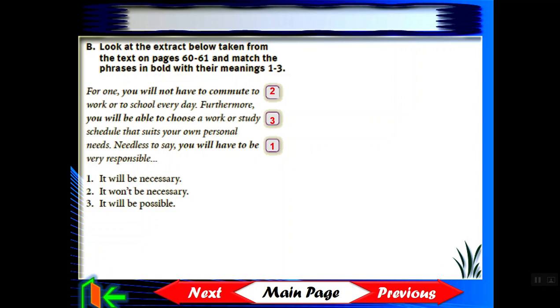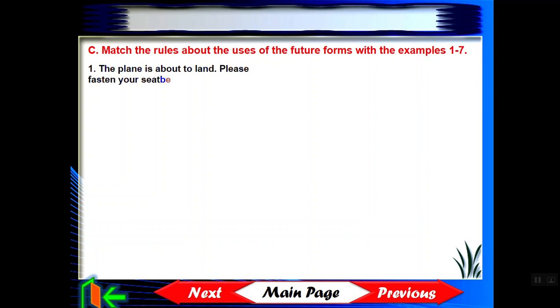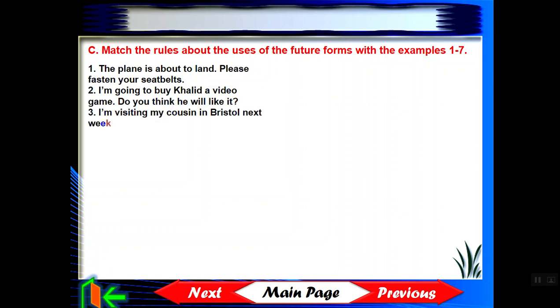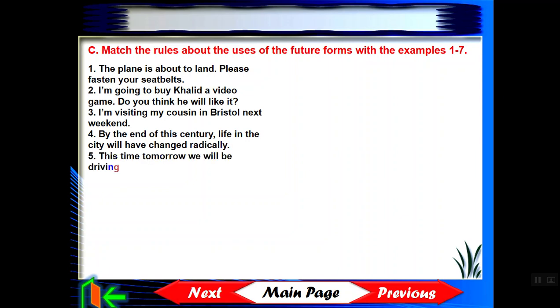Okay. Let's move on to the next exercise, which is C. It says match the rules about the uses of the future forms with the examples 1 to 7. You have 7 examples. Number 1, the plane is about to land. Please fasten your seat belts. Number 2, I'm going to buy Khalid a video game. Do you think he will like it?